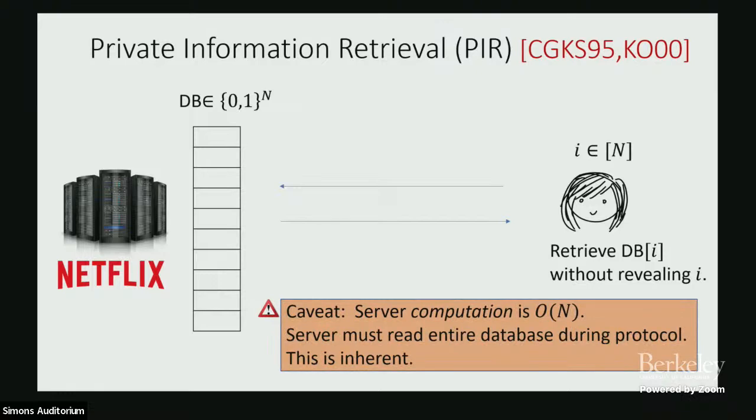But just like with Google search and the RAM-FHE I was telling you about before, there's a caveat here, which is that although the communication complexity is small, the server has to read the entire database during the protocol. So if the user wants to watch one movie, Netflix would still have to read the entire movie database to serve that movie to the user. And that makes this inefficient or impractical in many cases. And actually, it's easy to see already in this context that it's inherent.